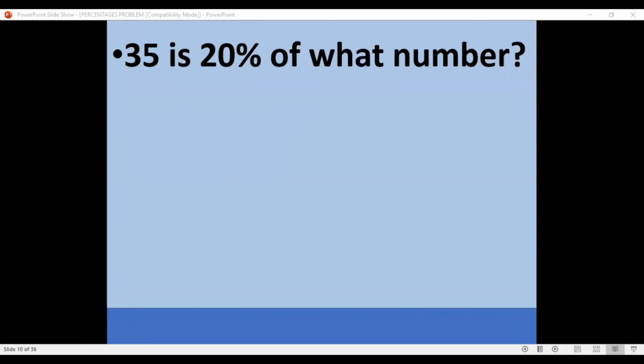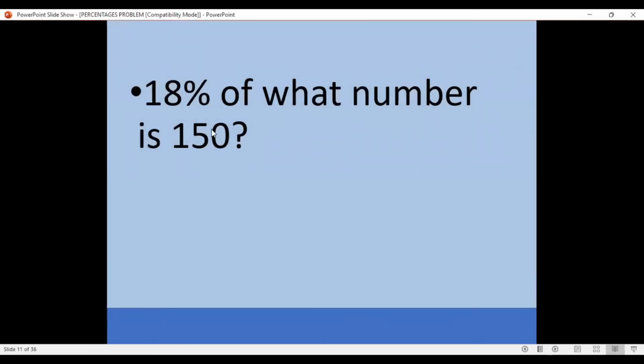Another example, 18% of what number is 150? Again, 18% of what number is 150? So again, this will be base is equivalent to 150. This will serve as the percentage, and your rate is 18%. So you just divide by that 18%, or 18 over 100. So again, 150 will be divided by 18%.